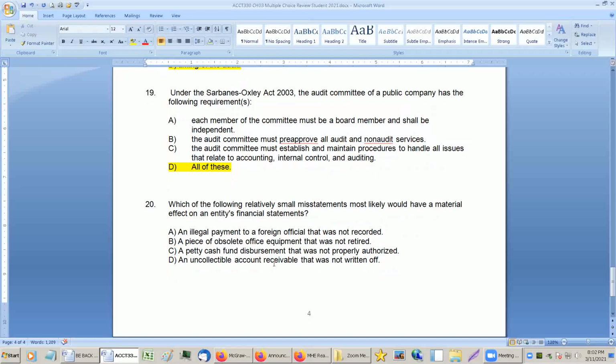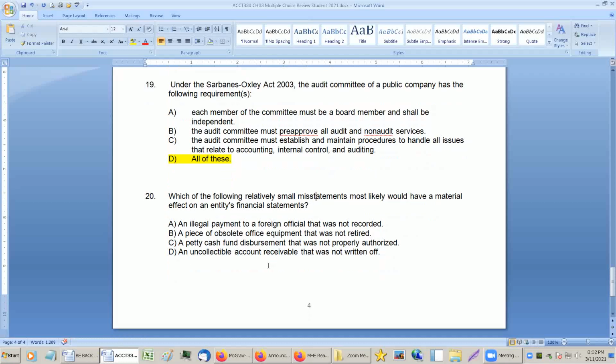20. Which of the following is a relatively small mistake with likely material effect? Illegal payment to a foreign official. Yes, and you guys got 100%. All right, well, we'll add 5 onto the test. This is the Foreign Corrupt Practices Act, and this is a felony. I don't think I should have to say this to you guys, but don't bribe foreign officials.